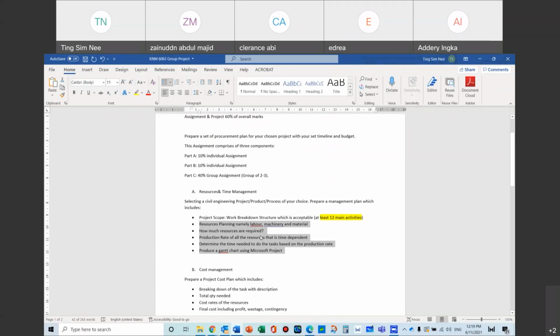All we need is a Gantt chart of how long it will take to finish this project, or the whole entire process of producing something, the product or whatever. Okay, so get that done. That is time management, and then we will need you to do a cost plan. From the Gantt chart that you do, because some of the resources will require time, as in labor, you need to work out how many days for that particular activity. Then you need to calculate the cost.